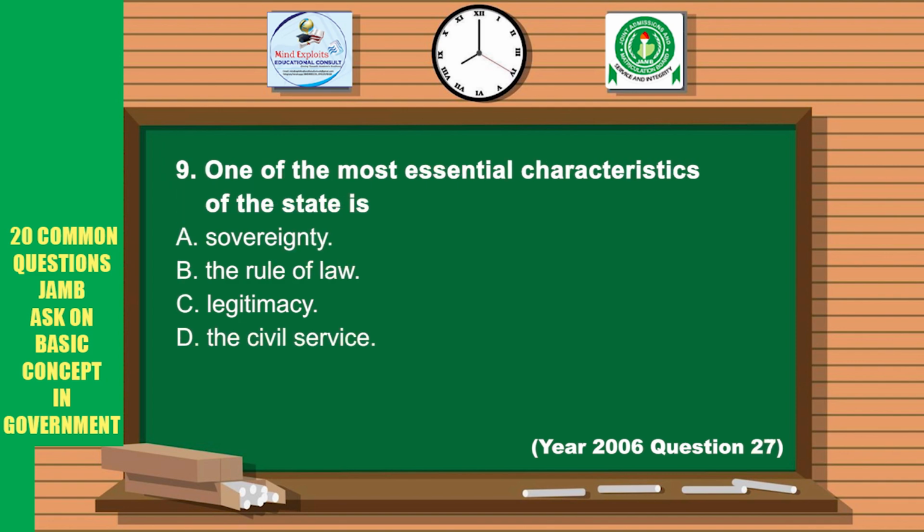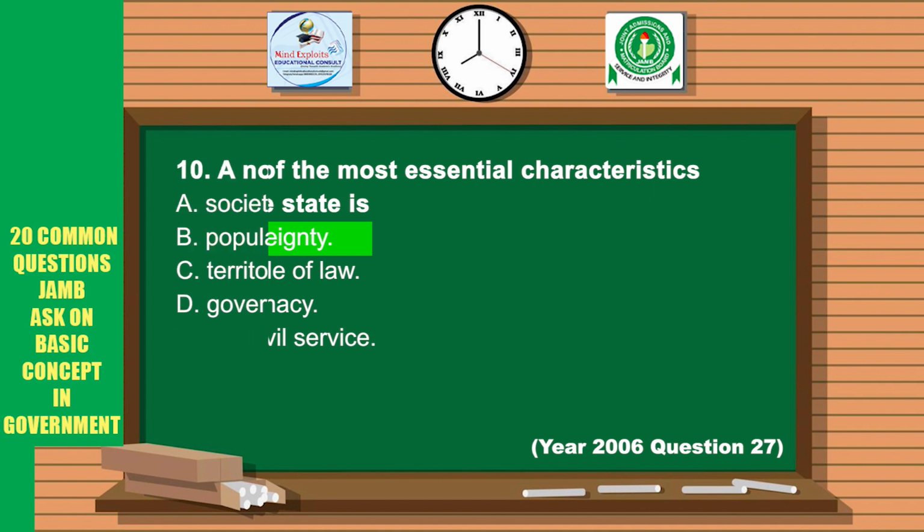One of the most essential characteristics of the state is: A. Sovereignty, B. The rule of law, C. Legacy, and D. The civil service. This question was asked in 2006 as question 27. You can see that it's more or less a repetition of the question that we have answered previously. One of the most essential characteristics of the state is that a state is sovereign. So the answer there is sovereignty.